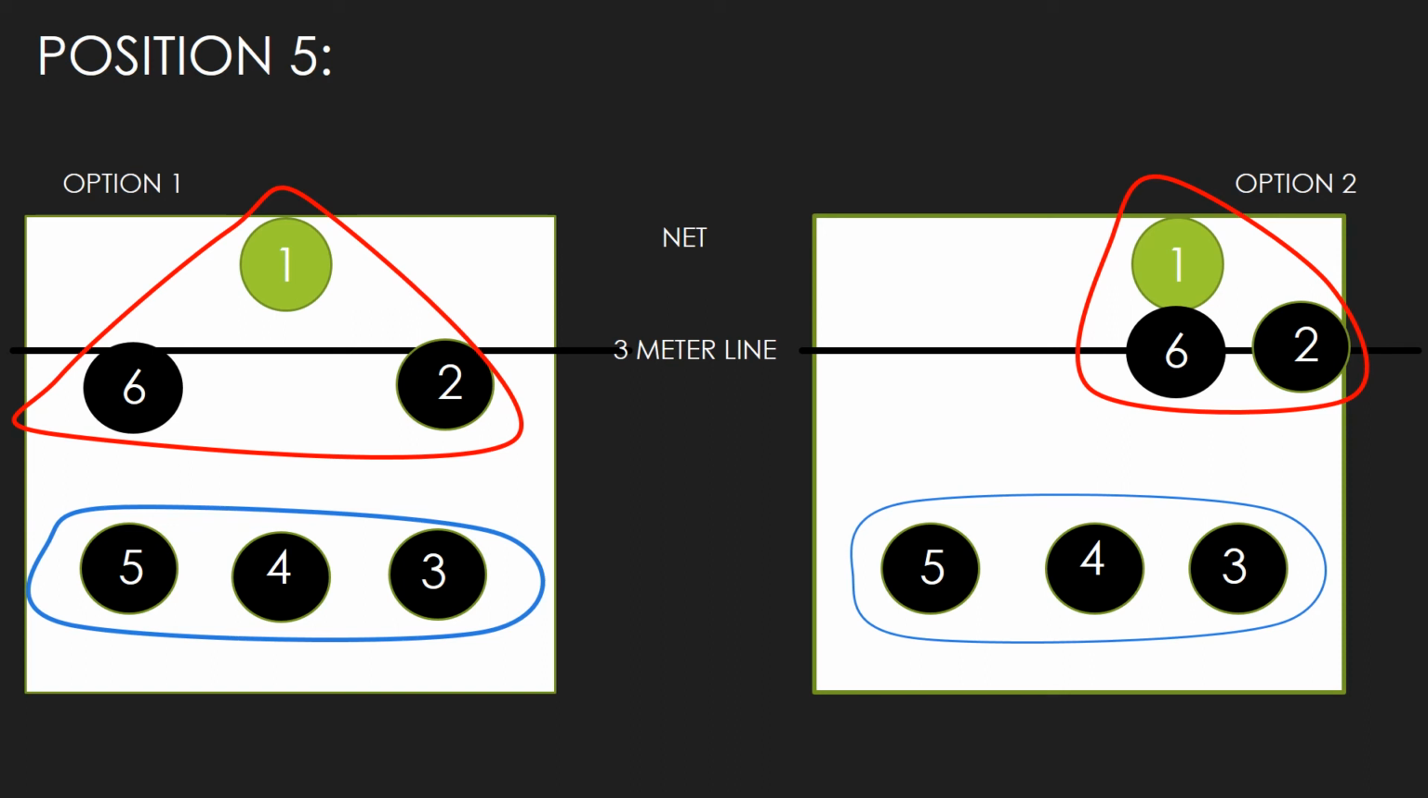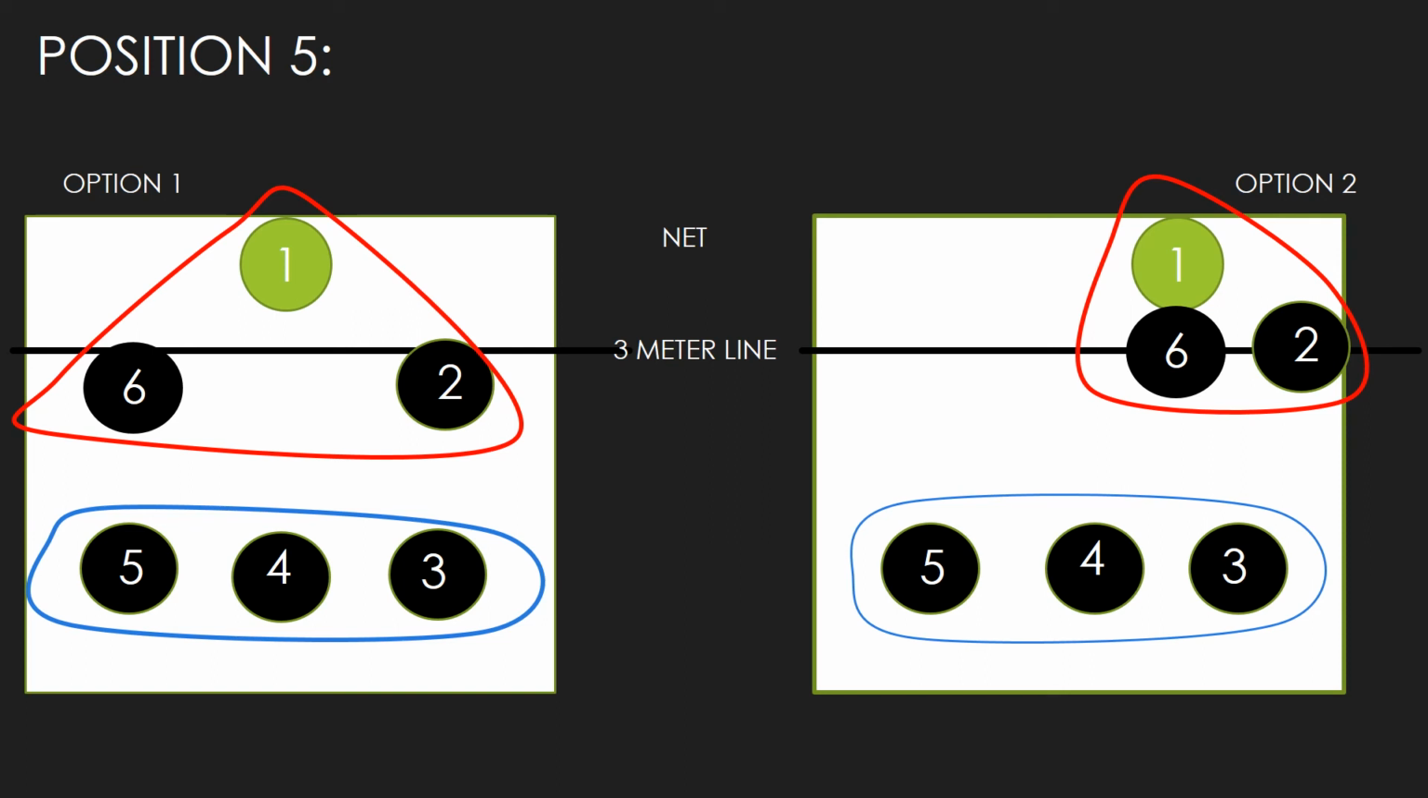Again, the difference between options 1 and 2 are just different attacking strategies for the setter to set up the attackers so that when they do receive the ball, they're in the best position in order to score when they put the ball back over to the opponent's side.